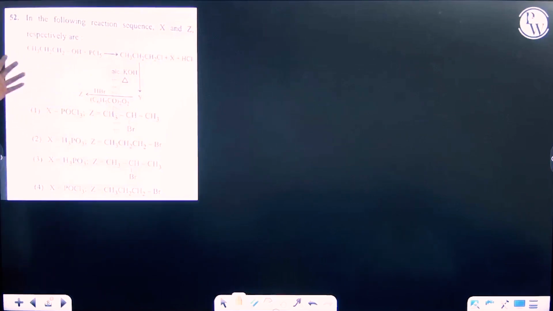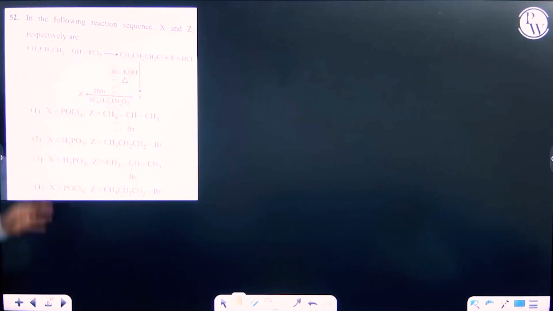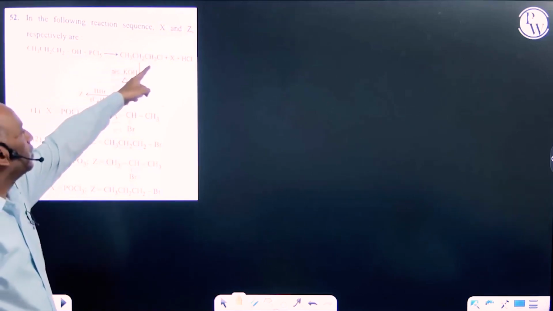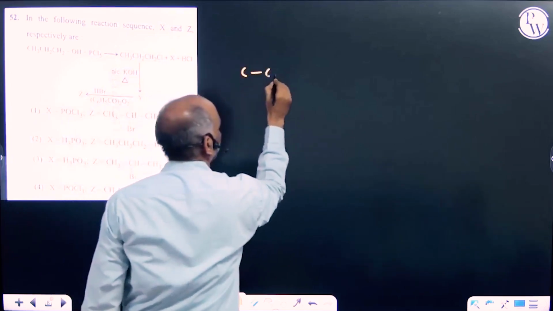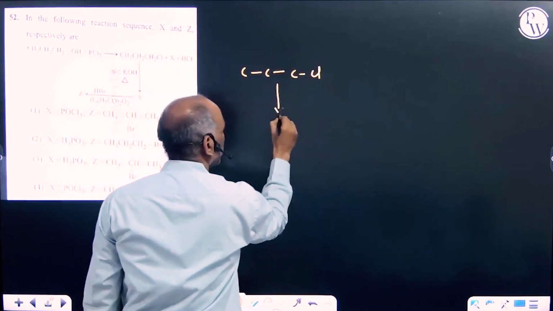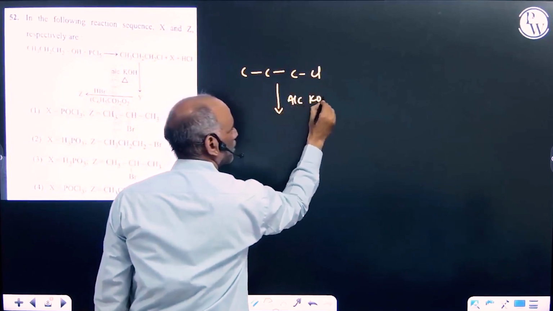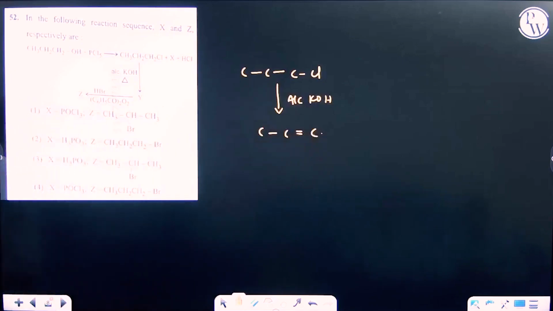Suppose you are having the following sequence, X and Z respectively. Ethyl alcohol treated with PCl5. This is a direct substitution product. You will get ethyl chloride and the other product will be POCl3. And you are using alcoholic KOH. Once you get this, here you are getting CH3CH2Cl. This is treated with alcoholic KOH. Dehydrohalogenation takes place and it will give rise to an alkene.